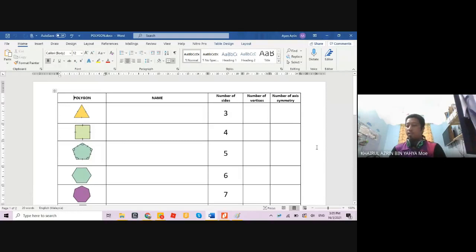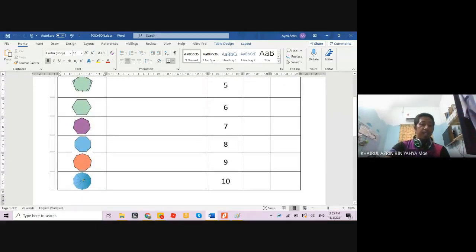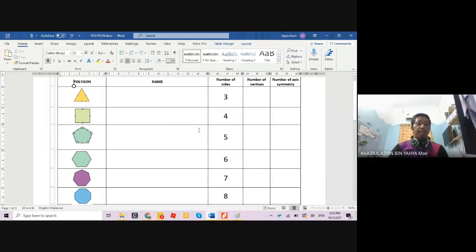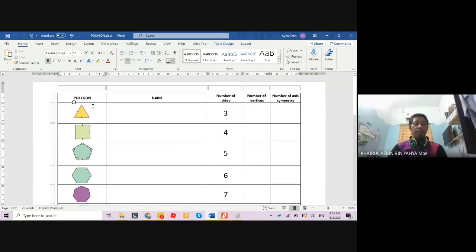Okay, this one is a question from the textbook also. Question number 3. I put the image ready, starting from the triangle until a polygon with 10 sides. So we start here. Polygon, number of sides is 3. What is the name of this regular polygon? The answer is, let me type here, equilateral triangle. This is an equilateral triangle.